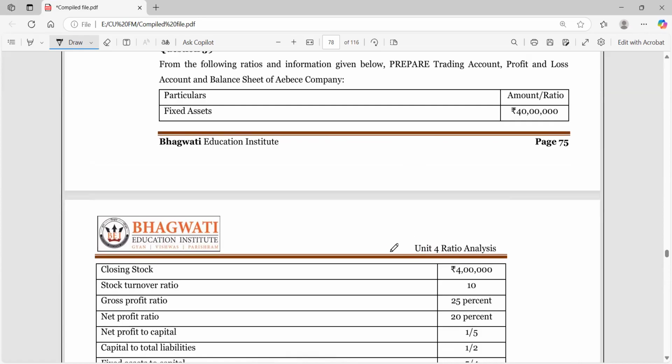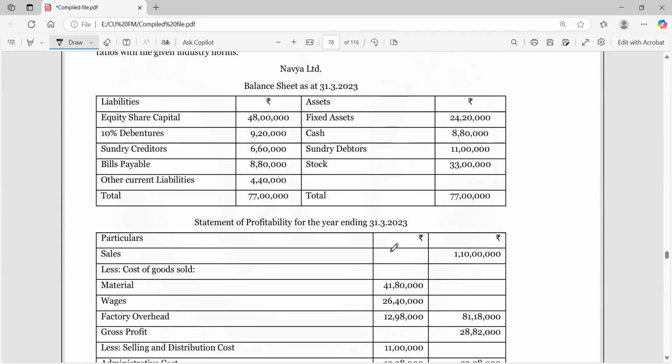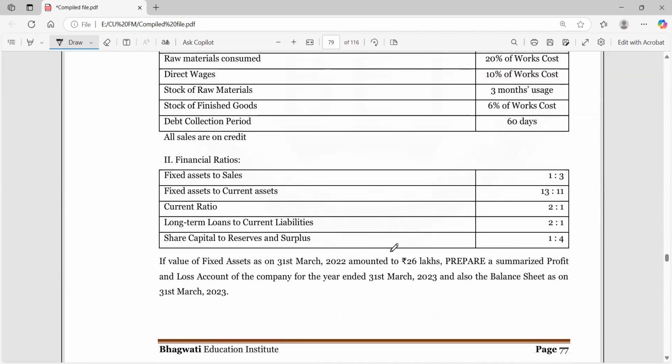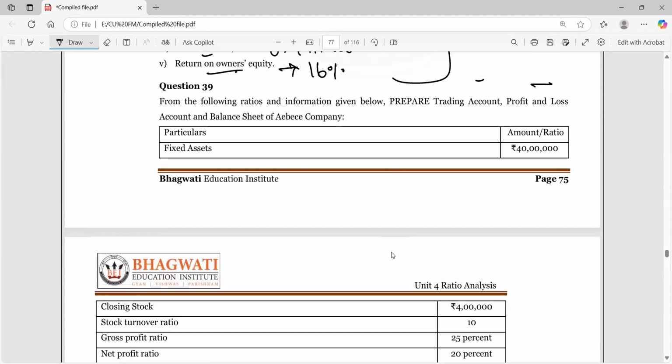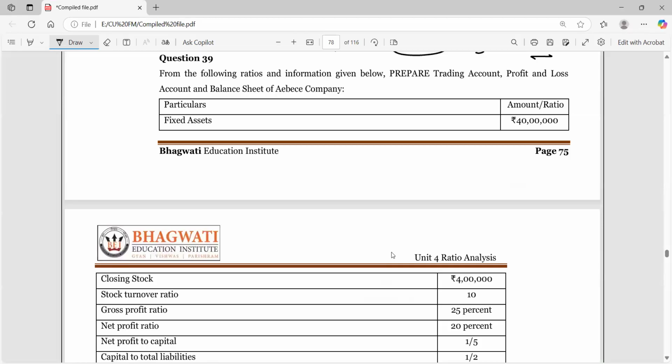Listen, the thing is, if I solve the 39th question, I can give 40 and 41 as homework. That is the reason why I'm solving it now, right? You want me to increase the speed, but you're not allowing me to do that. Question number 39, listen. We will finish it in 10 minutes. I will completely solve it. You just listen. I mean, write down and listen. From the following ratios and information given below, prepare trading account, profit and loss account, and balance sheet. Right?